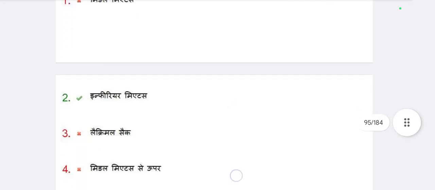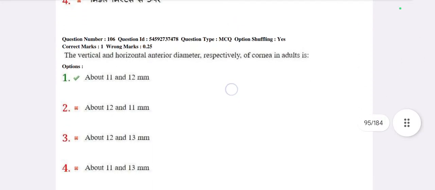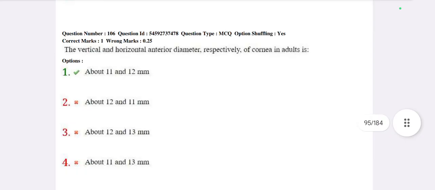Our next question is, the vertical and horizontal anterior diameter respectively of the cornea in an adult is about 11 and 12 mm, about 12 and 11 mm, about 12 and 13 mm, about 11 and 13 mm. Correct answer is about 11 and 12 mm.